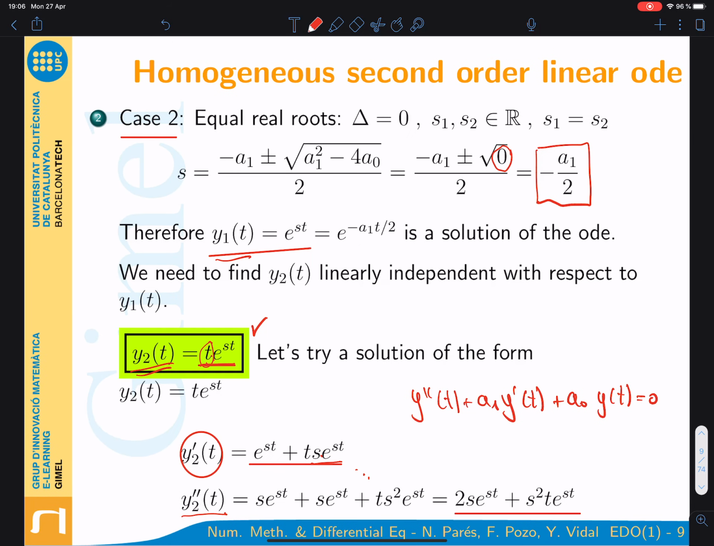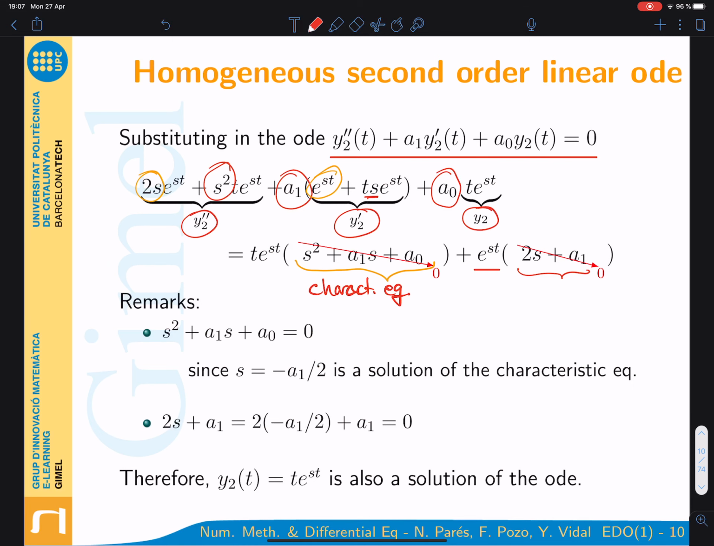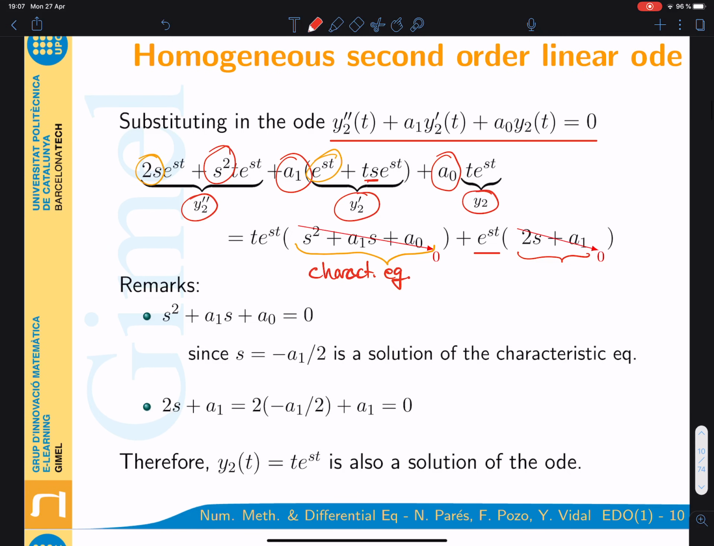me go back once. We know that our case 2 means that the discriminant is 0, what is inside of the square root is 0. So that gives me that the value of s is minus a1 divided by 2. So that's the value of s. Minus a1 divided by 2.